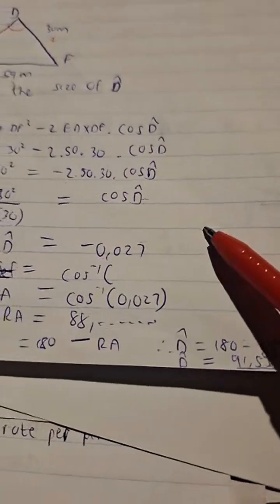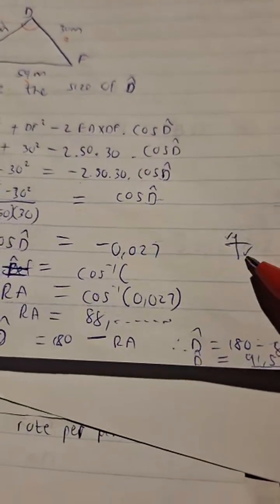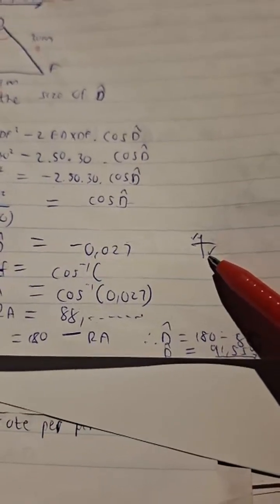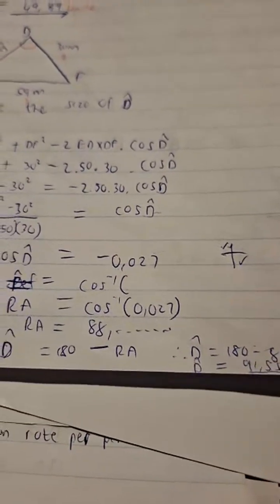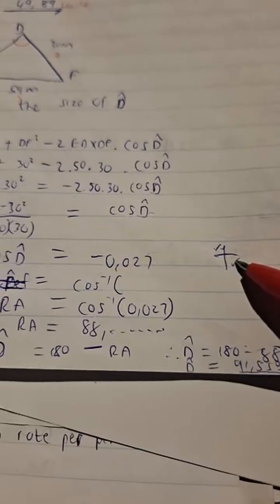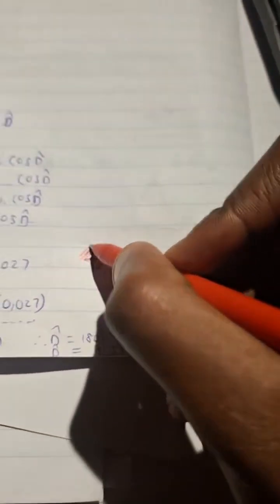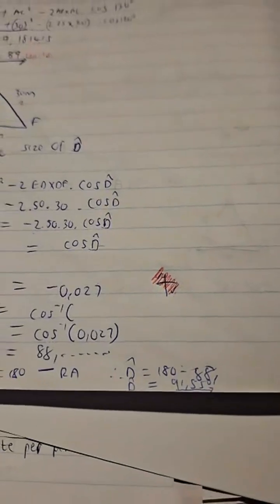Cos is negative in the second and the third quadrant, definitely not in the fourth quadrant, can't be.